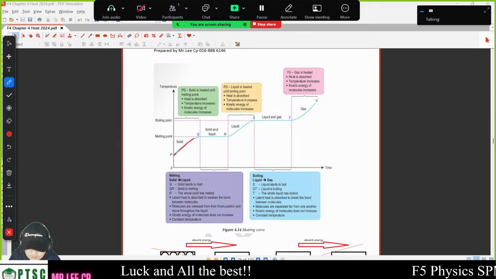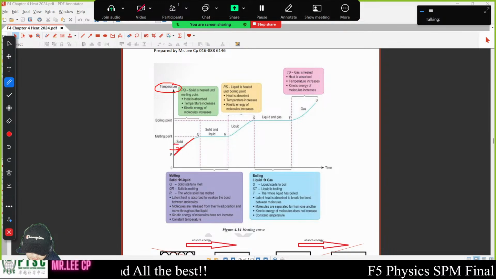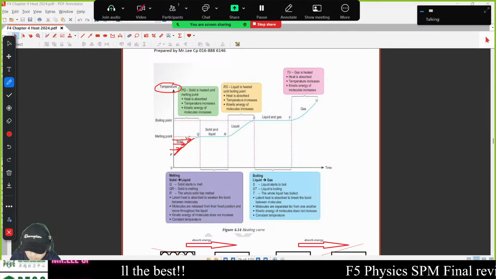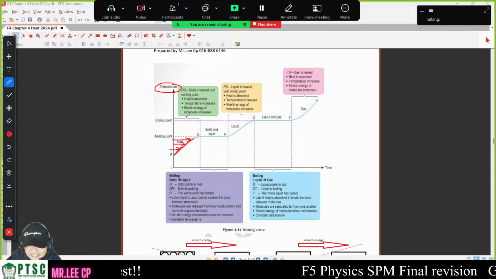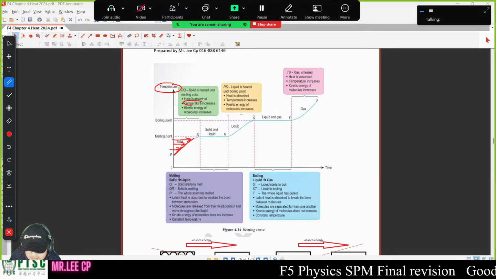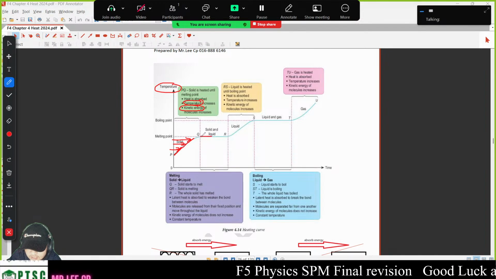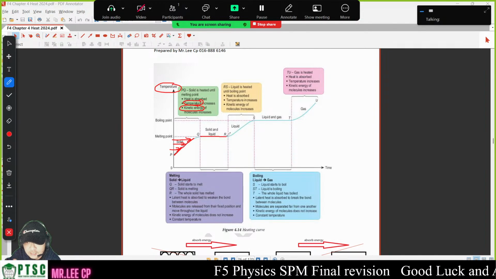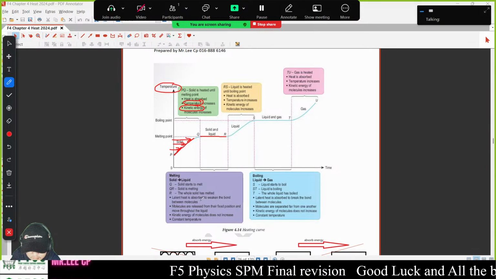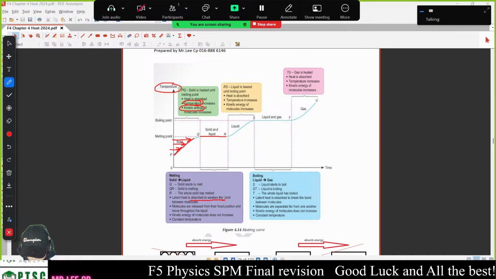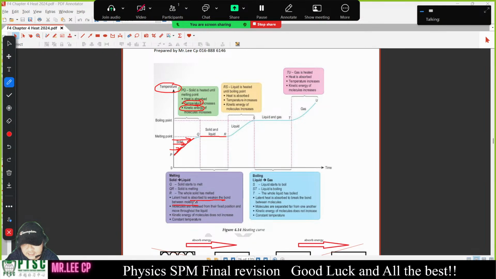This one the temperature is increasing. You see, this one is temperature. Temperature is increasing. Why? Because it absorbs heat. Absorbs heat for what? To increase the kinetic energy. So here temperature increases, kinetic energy increases. Here the temperature is not increasing, constant temperature. Why? Because heat is absorbed to weaken the bond between the molecules, not to increase the kinetic energy.